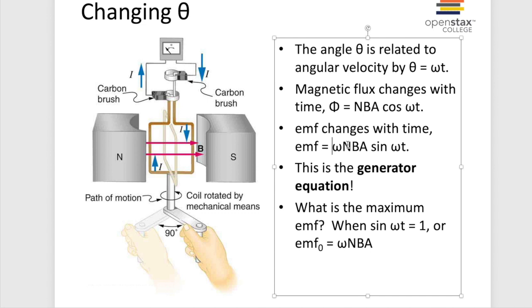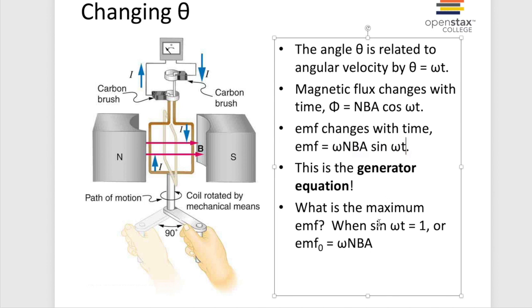What you do need to know is this is the equation. At any given moment, the induced EMF will be omega, which is the rate of rotation, times N, which is the number of coils, times B, which is the strength of the field, times A, which is the area, times the sine of omega t, which is the rotational velocity, times time.